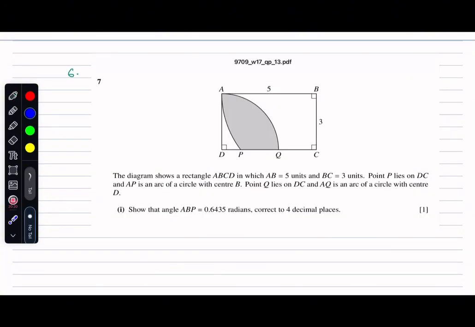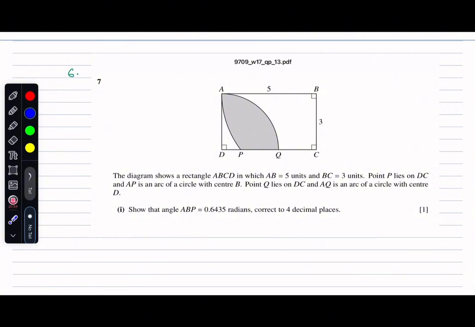Next question is taken from Winter 2017, paper 1, variant 3, and this is question number 7 in the paper. And the question says, the diagram shows a rectangle ABCD with AB equals 5 units and BC equals 3 units. Point P lies on DC, and AP is an arc of a circle with center B. From center B, we are going to have the arc which is AP.